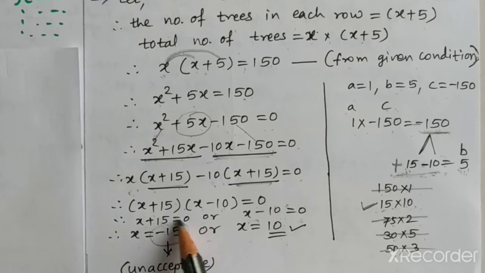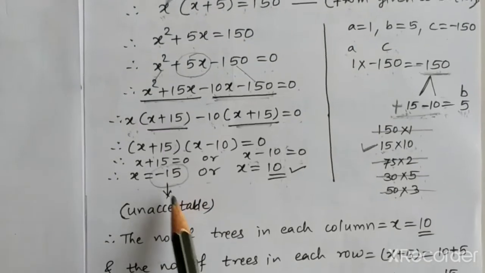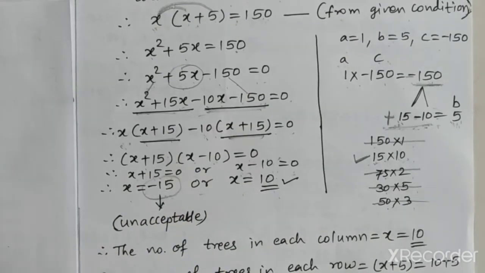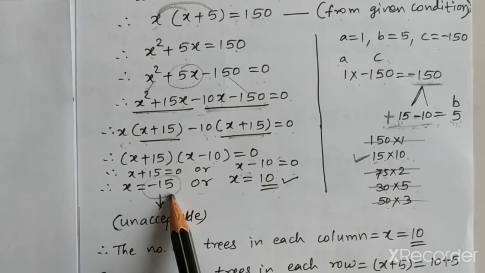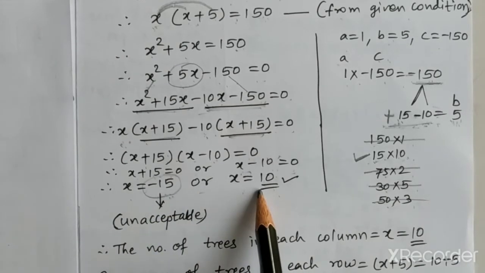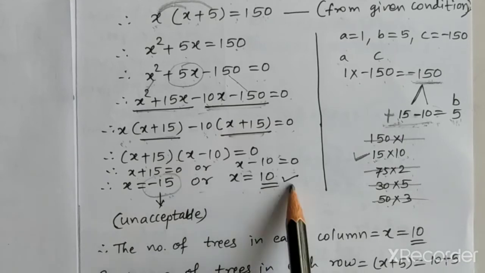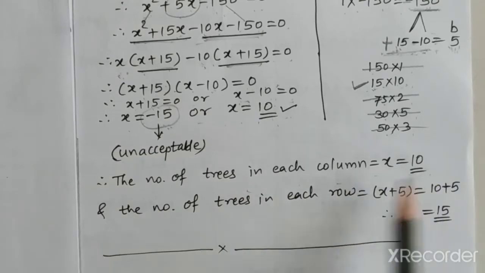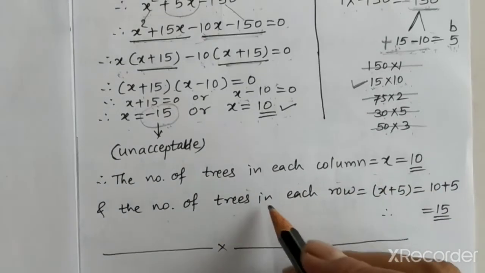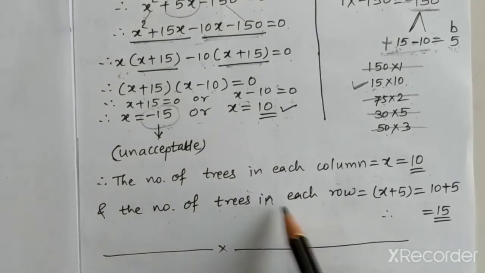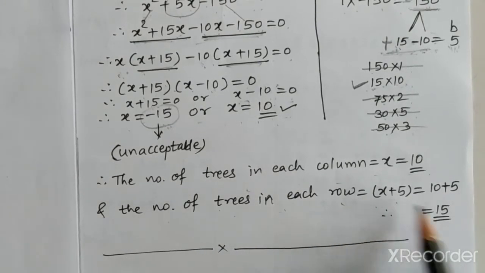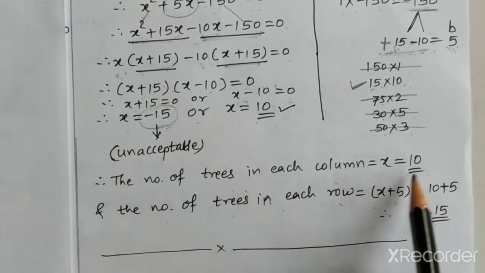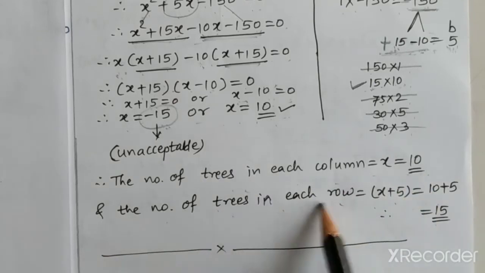But here minus 15 is not an acceptable value, because x is the number of trees and the number of trees can never be negative. So this value we will not accept. So the accurate value of x is 10. So x is equal to 10 means the number of trees in each column is 10, and the number of trees in each row is x plus 5 is equal to 10 plus 5 is equal to 15. So the number of trees in each column is 10 and the number of trees in each row is 15.